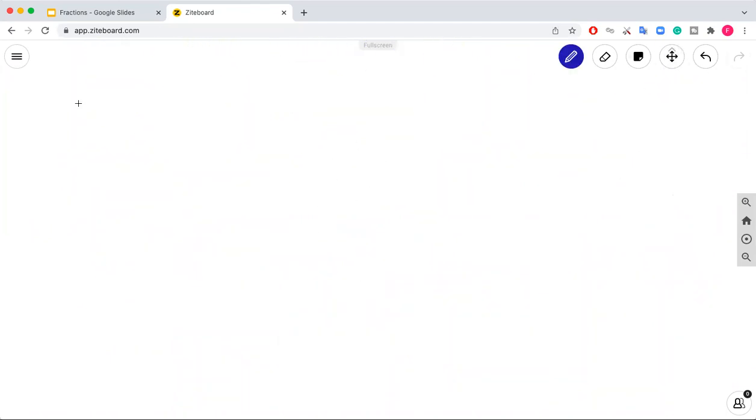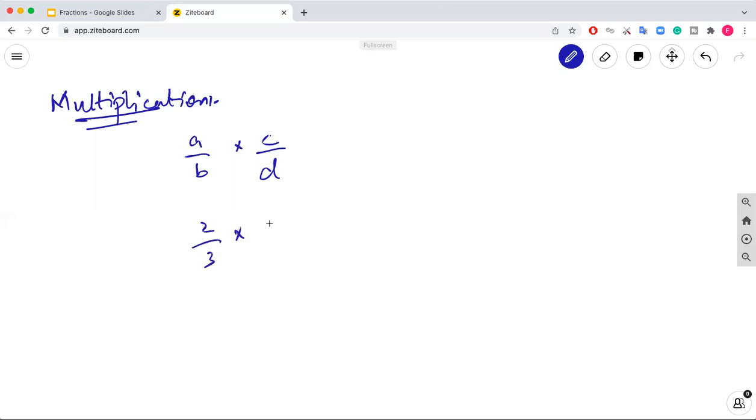Okay, so let's move to multiplication. Suppose we are multiplying two fractions and the values are very small, for example 2 by 3 and 4 by 6. You can straightforwardly multiply these. This is 8 by 18, and you can just get to the lowest form afterward.